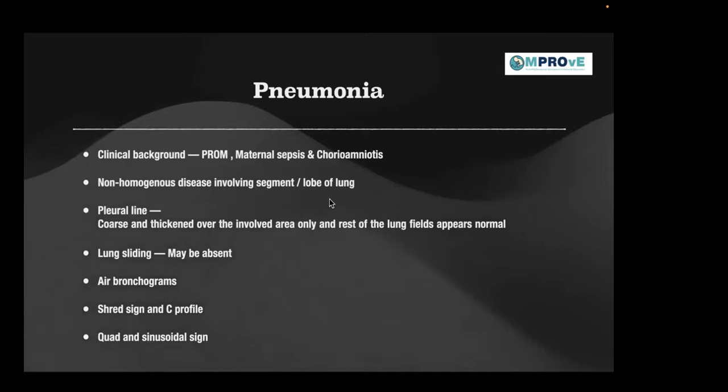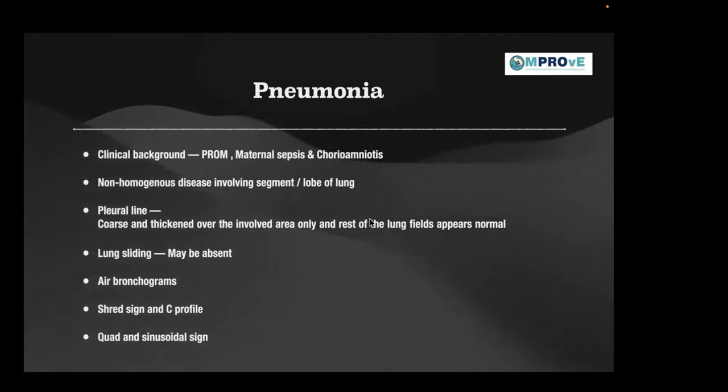The pleural line always becomes coarse and thickened. You can imagine, because it's an inflammatory process, it inflames the pleura as well. Hence the look of coarse and thickened pleura only over the involved area of the lung. The rest of the lung, you will see a nice and discrete pleural line, but over the involved area, you will see a coarse and thickened pleural line.